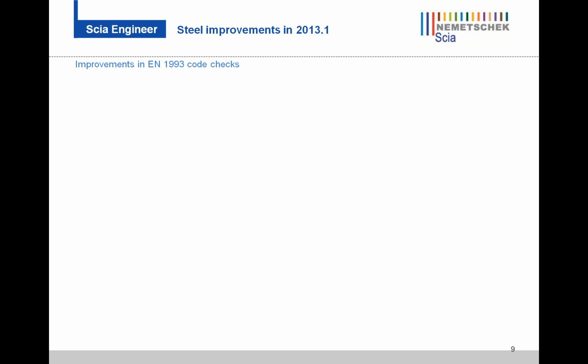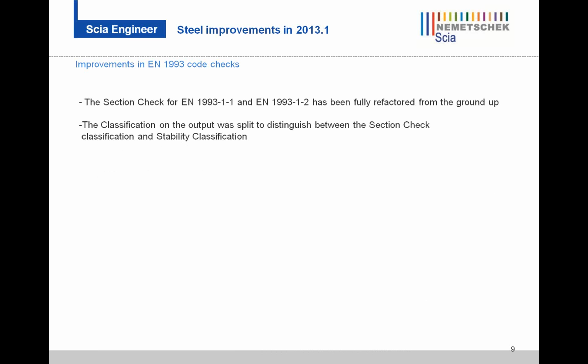Especially for steel, this can be seen directly already today. You will not have the benefit of 64-bit and multi-threading yet. We first need to finish the stability checks as well before we can apply all those speed improvements. But you will have already the improved and more transparent output in the steel connections. And I will show you just a few examples of this.